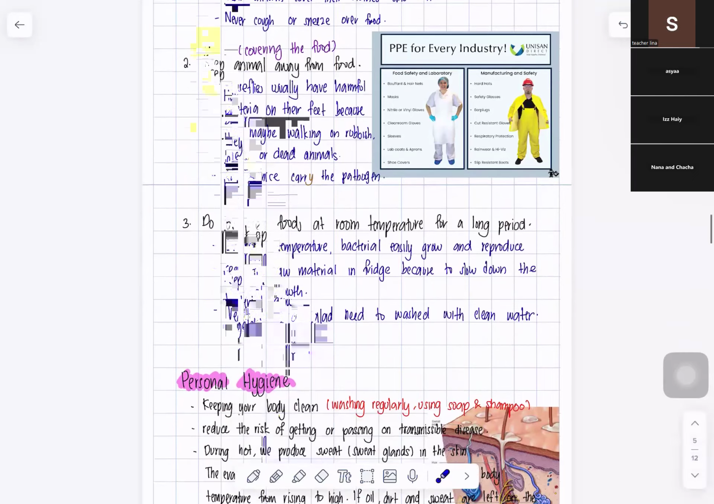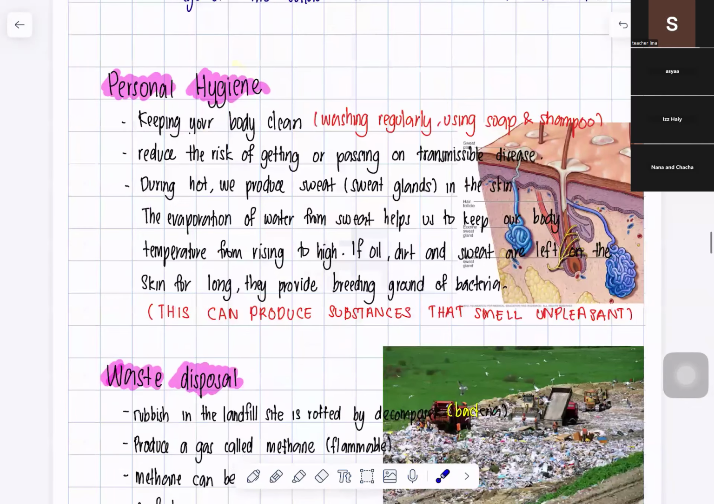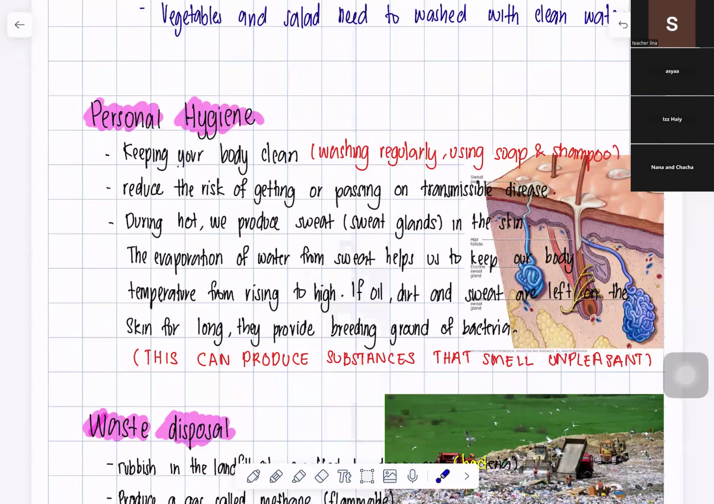Okay, now we continue. Personal hygiene. For personal hygiene, you need to keep your body clean. You need to wash regularly using soap and shampoo. This reduces the risk of getting or passing on transmissible disease. And during hot weather, we produce sweat, right? The sweat gland produces sweat in the skin.